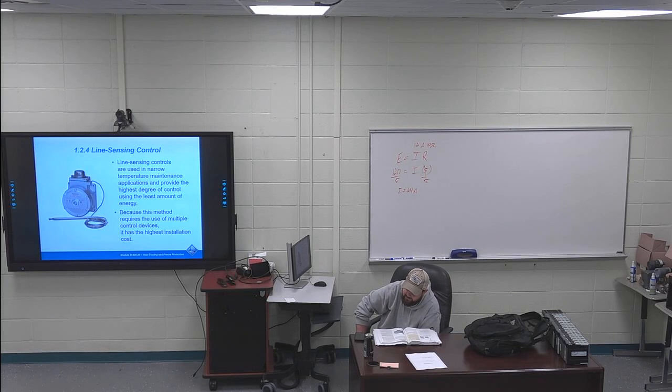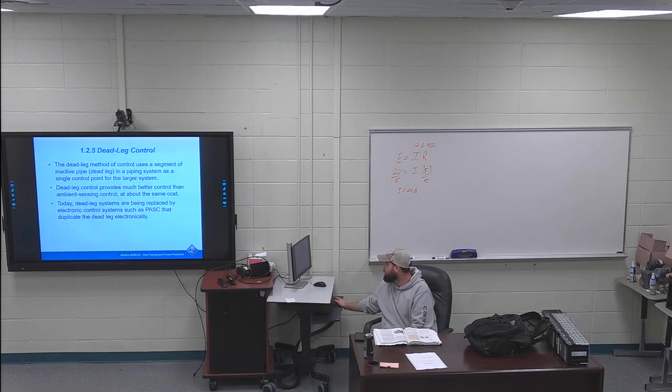Key in on this next sentence. In order to maintain the desired temperature, a program algorithm calculates the cycle time to which the heating circuits are energized. So this thing can do some learning. But it can control multiple devices just like the ambient sensing control one. But like I said, this bulb is on the pipe itself, so you know what the actual pipe is. Line sensing control, 124.